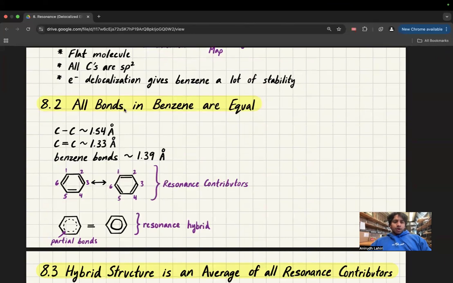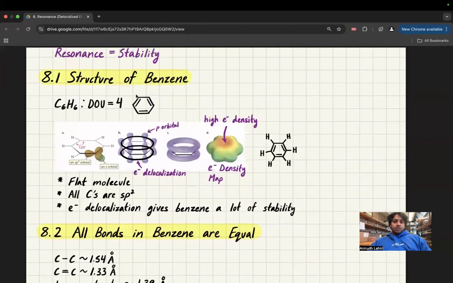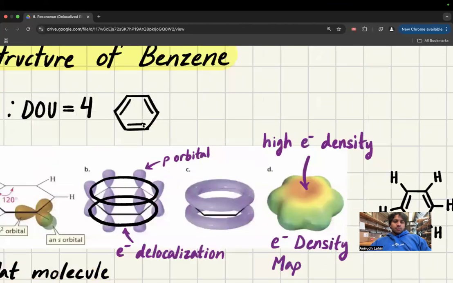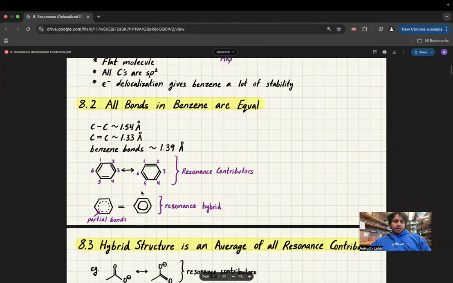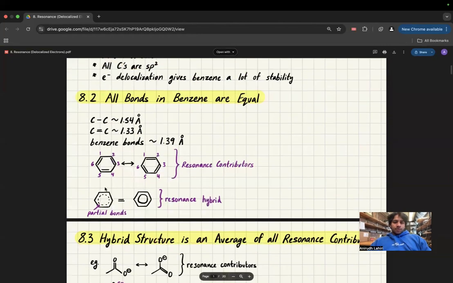So all the bonds in a benzene ring are equal. And when I draw it like this, there's no double bond between these bonds, right? There's no double bond here, there's no double bond here. So what's exactly happening? These double bonds have resonance all the way around the structure. So this has resonance here, here, here. And all the benzene bonds are between the length of a carbon-carbon single bond and a carbon-carbon double bond.